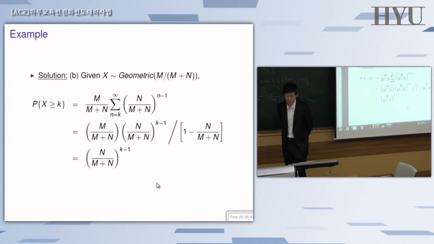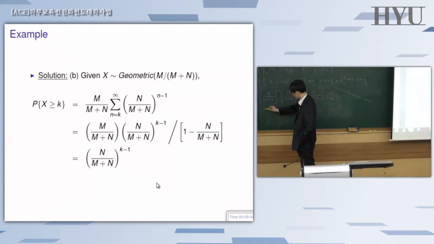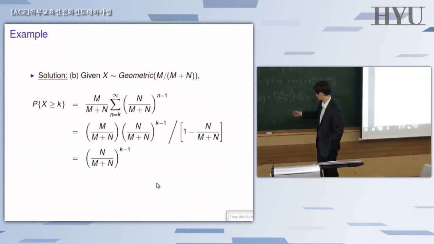So the event of interest in this case is that this random variable x takes on k or bigger. So x is either equal to or bigger than little k. And that's nothing but the sum of all these. But then the initial value is this one. So that's your initial value. And then you just keep multiplying by the common factor of big N over big M plus big N.